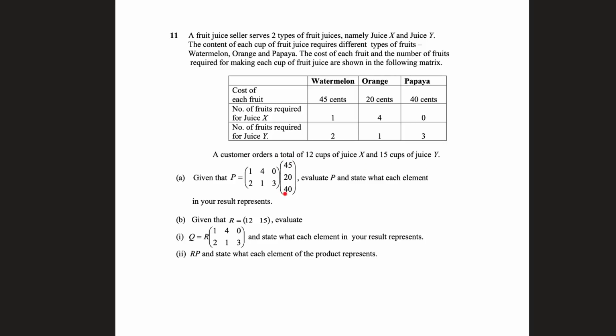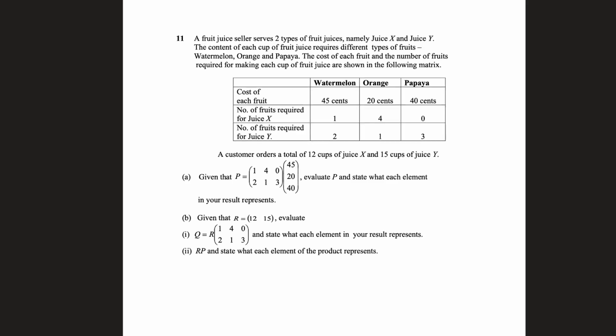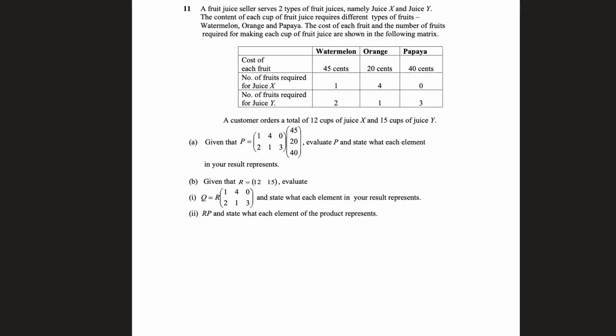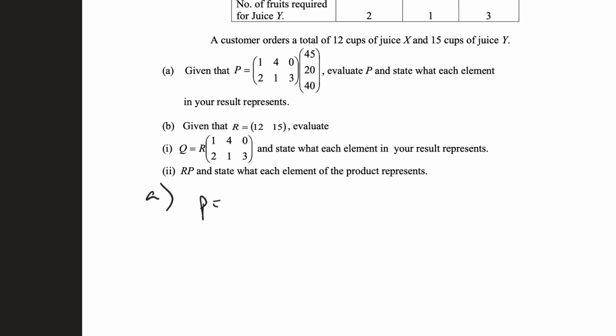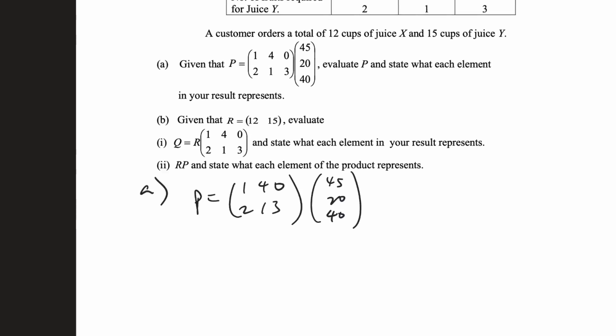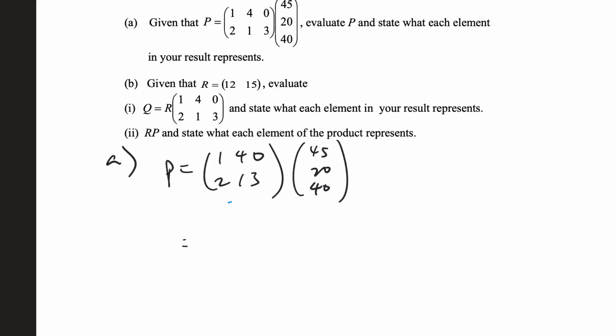Given that P equals to this, let's evaluate P and state what it represents. So let's evaluate it first. And then when we evaluate it, we can look at the working as usual. And based on that, I think we can figure out what each element represents. So P. Okay. Once again, this is a 2 by 3 matrix. This is a 3 by 1 matrix. These two are the same. I'm going to end up with a 2 by 1 matrix.